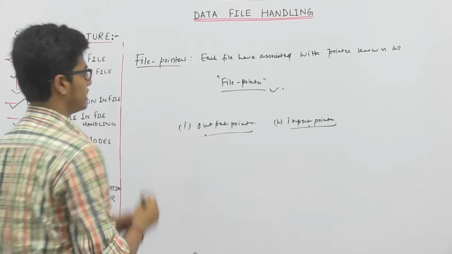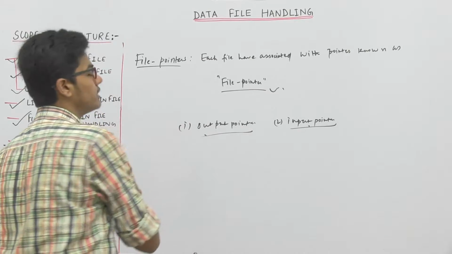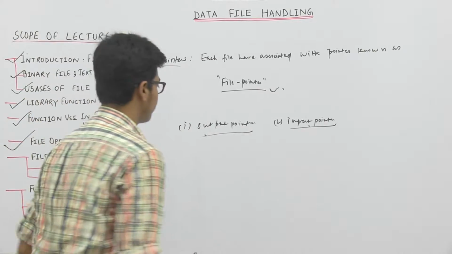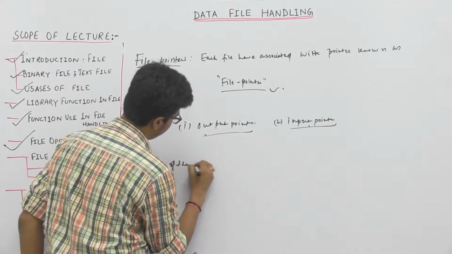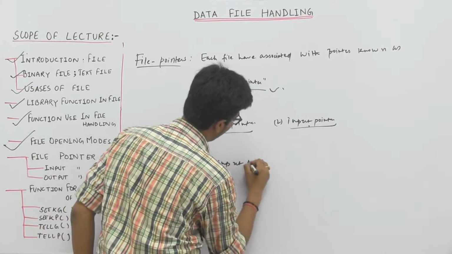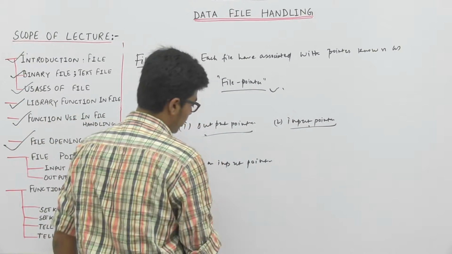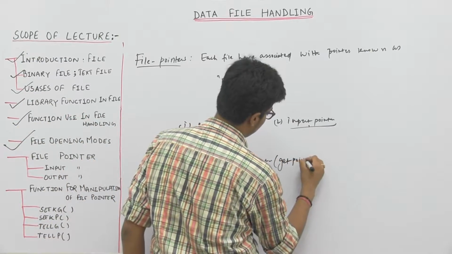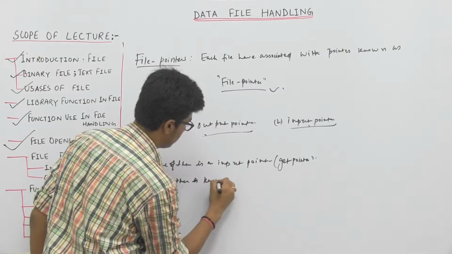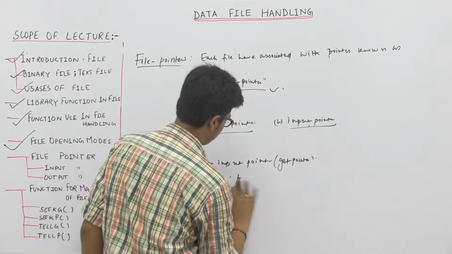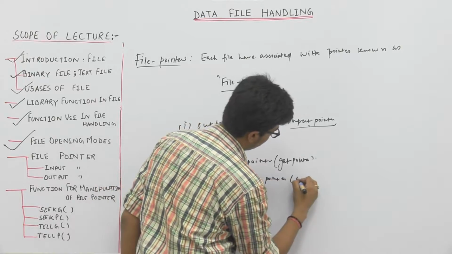In a file, two conditions are there. If you want to get some data or read some data, or get the final situation of the file, then the input pointer is used, and to add data the output pointer is used. So one of them is the input pointer, or you can say get pointer, and another is known as the output pointer, or you can say put pointer.